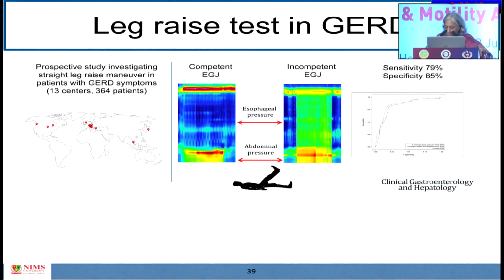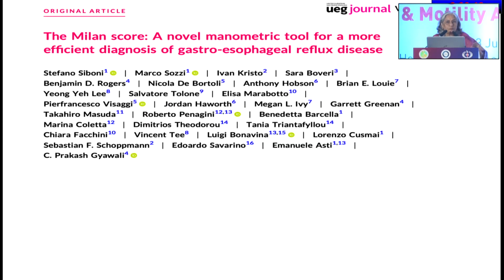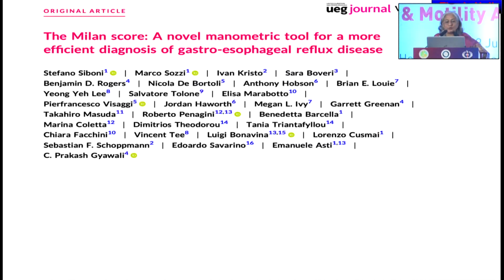This has come up from the Italian group, and what they have done recently, just published 2 months ago, is the Milan score, which is a manometric diagnosis in patients with reflux. They've looked at these 3 parameters, looking at whether the patient has ineffective motility, an abnormal SLR, or the EGJ-CI and the EGJ subtype, and come to a score with this.